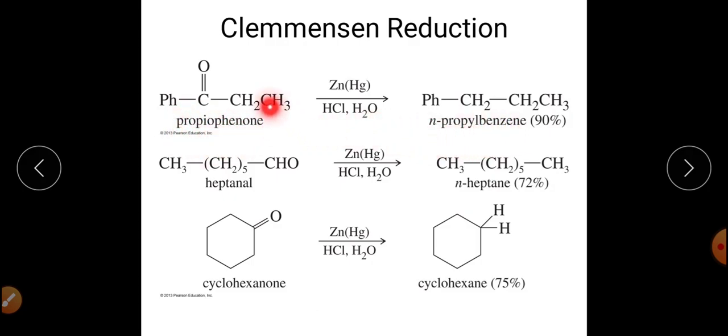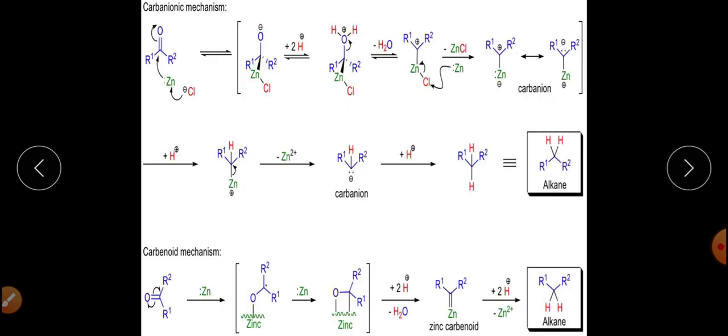For example, this is propiophenone, and on reduction with zinc amalgam in the presence of HCl and water it is converted into n-propyl benzene, and the yield is also very excellent. For example, this is heptanal. Heptanal is also converted into n-heptane, 72% yield is here, and this is cyclohexane from cyclohexanone, so that can be converted into this one.